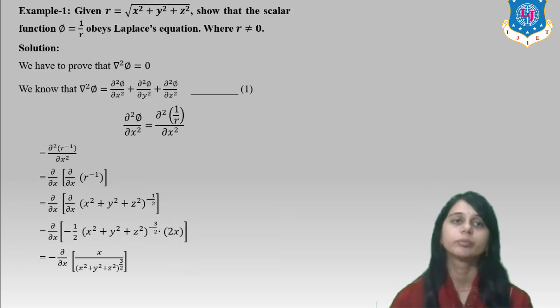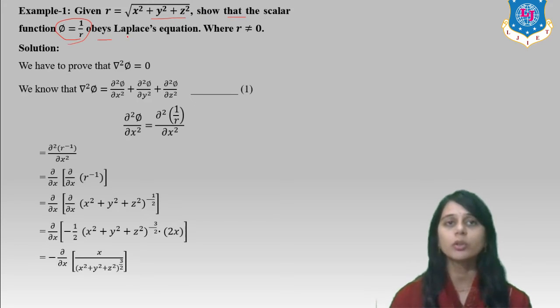Taking an example, given r equal to under root x square plus y square plus z square. So we show that the scalar function phi equal to 1 upon r follows the Laplace equation. What is the Laplace equation? The Laplace equation says that nabla square of phi equal to 0. So what we prove? We prove that nabla square phi equal to 0.